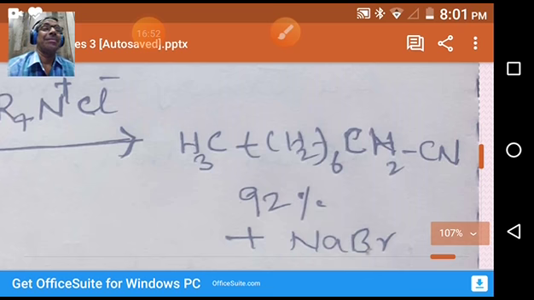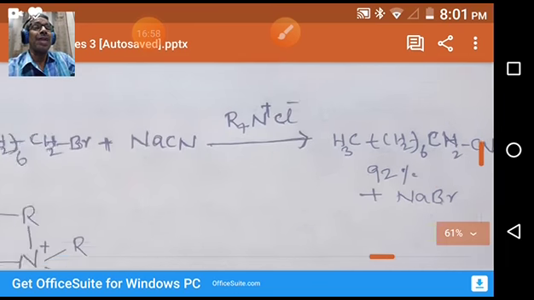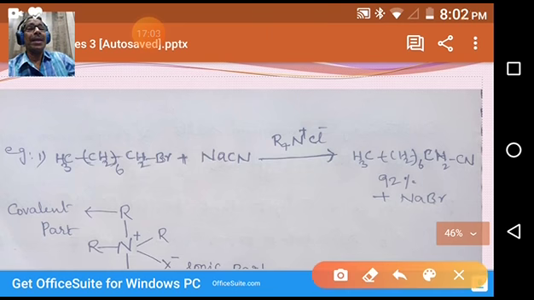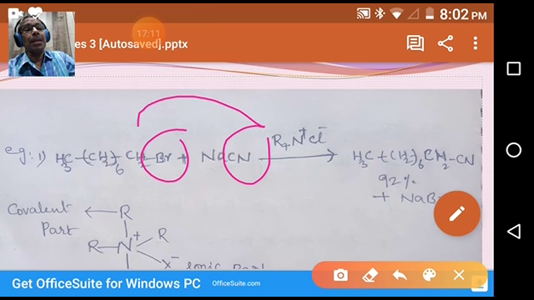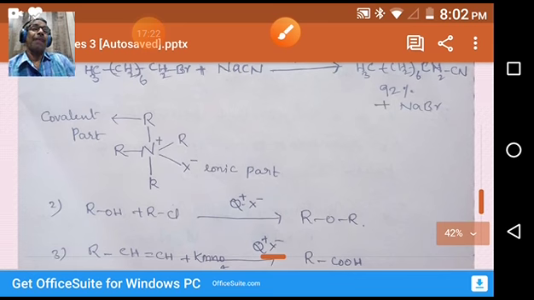Octyl cyanide, cyanooctane, octyl nitrile. What is happening here is a nucleophilic substitution reaction. If you look at the reaction carefully, this bromide is leaving as Br minus, and cyanide is attacking, coming in and replacing the bromide. It's a nucleophilic substitution reaction. So for this nucleophilic substitution reaction to occur, we require this type of catalyst.